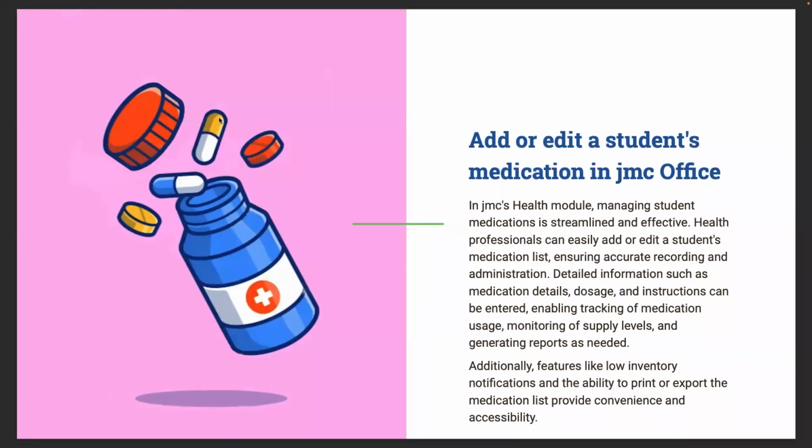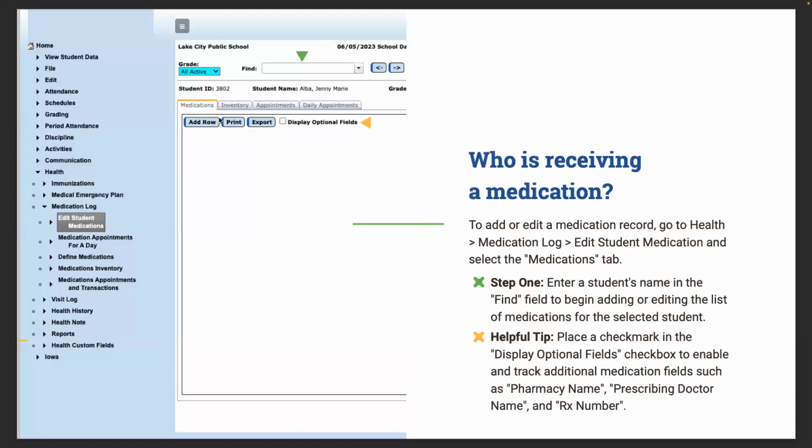In JMC's health module, managing student medications is streamlined and effective. Health professionals can easily add or edit a student's medication list, ensuring accurate recording and administration. Detailed information such as medication details, dosage, and instructions can be entered, enabling tracking of medication usage, monitoring of supply levels, and generating reports as needed. Additionally, features like low inventory notifications and the ability to print or export the medication list provide convenience and accessibility.